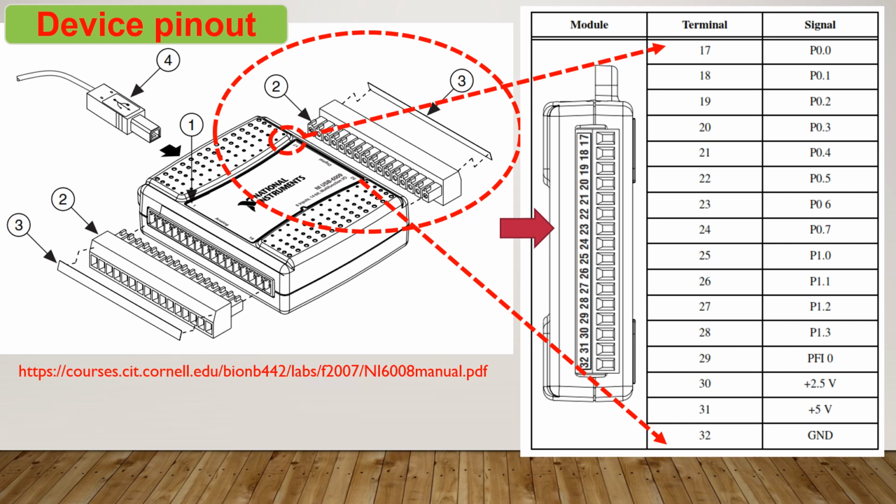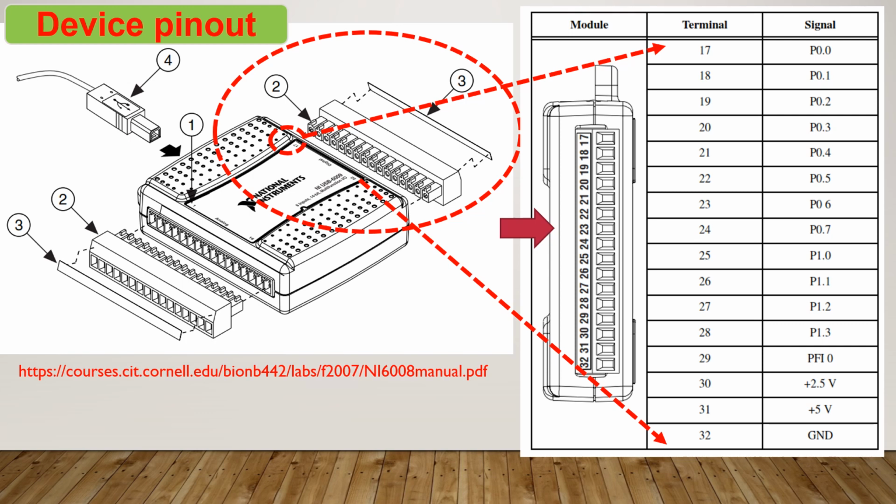As you can see here, port number 0 includes lines 0 until 7, terminal 17 to terminal 24, and we have four digital inputs for port 1, from line 10 until line 17, and terminal number 25 until terminal number 28. As you can see here, we have two power supply outputs, and the voltage levels are 5 volt and 2.5 volt.